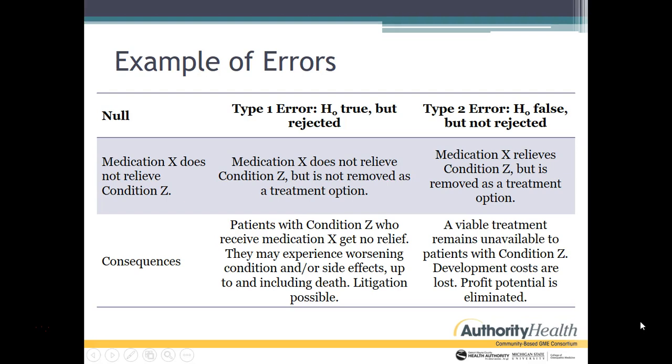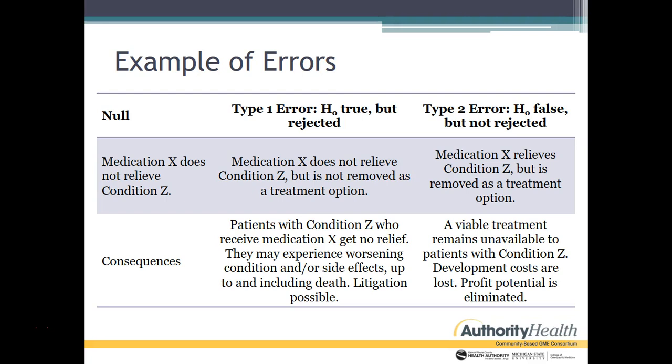All right, so let's take a look at a clinical example of errors. Let's say the null hypothesis is that medication X does not relieve condition Z. Let's say a type 1 error was committed, which means the null hypothesis was true, but you rejected it. So what does that mean? That means medication X does not relieve condition Z, but it's not removed as a treatment option. And so a consequence of this is the patient with condition Z who receives medication X gets no relief.